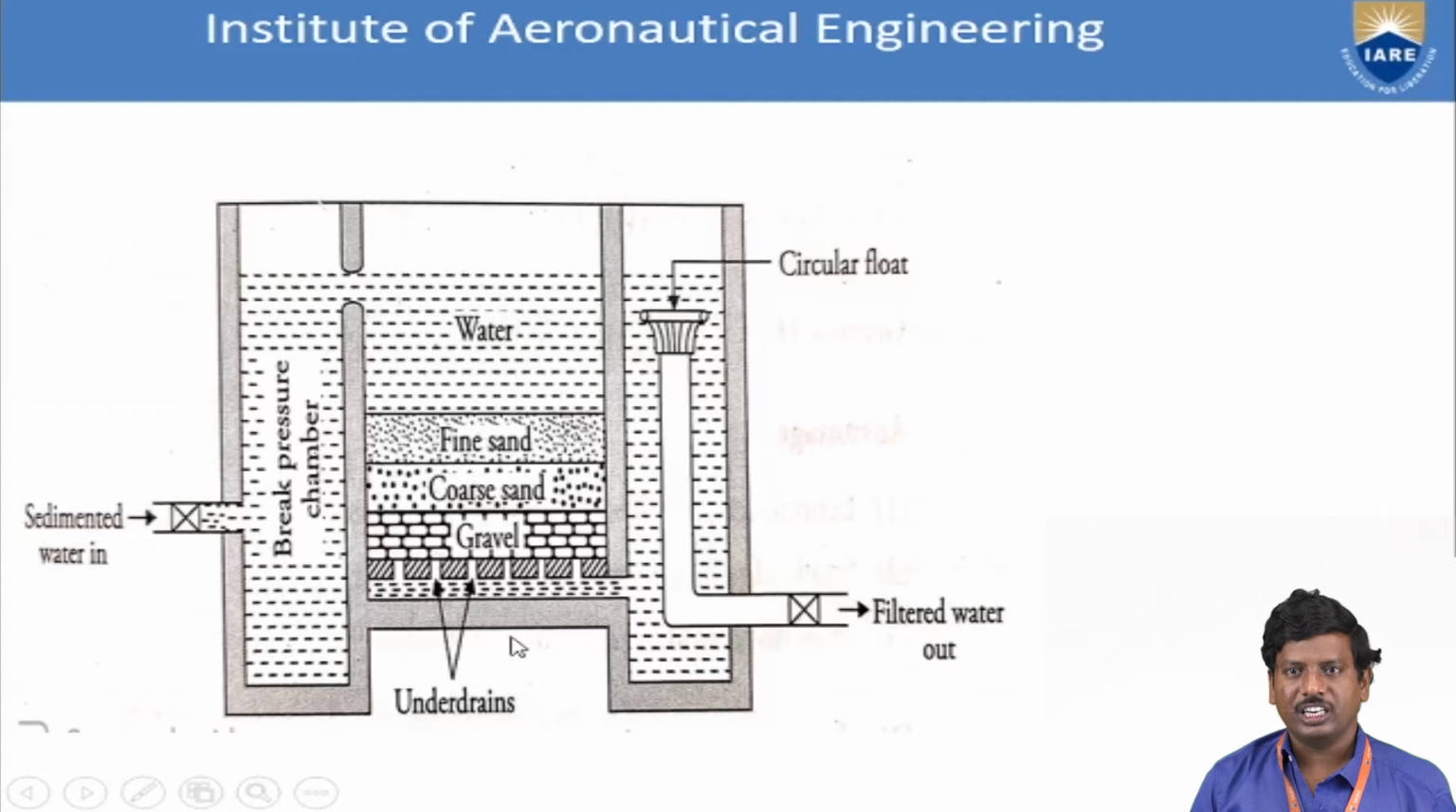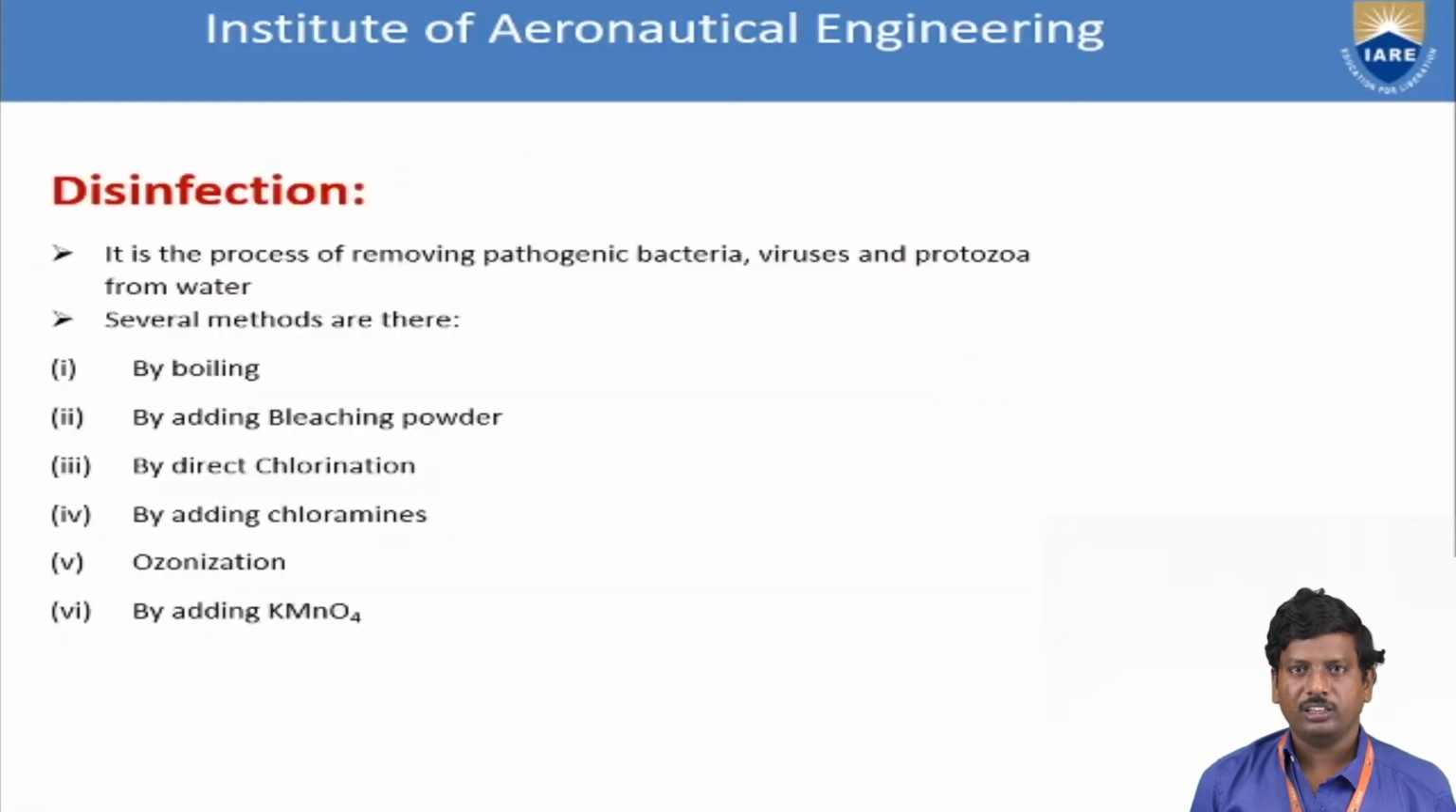That means there are 3 layers present. First one is the fine sand, second one is the coarse sand, and third one is the gravel. Under rains it gives the coagulant float, and finally we get filtered water outside that is present in the right exit.